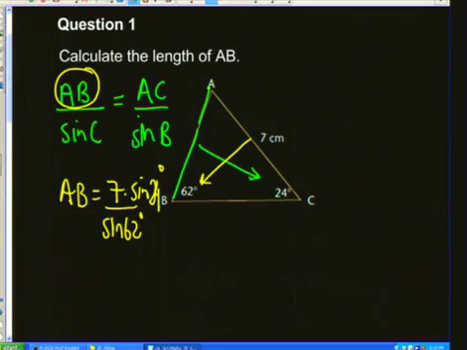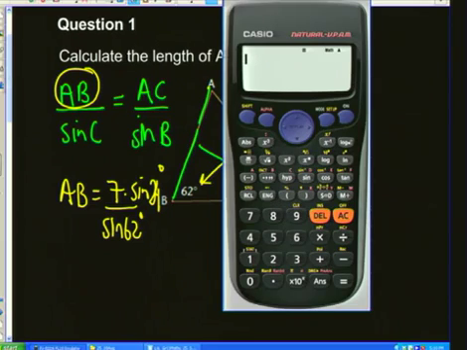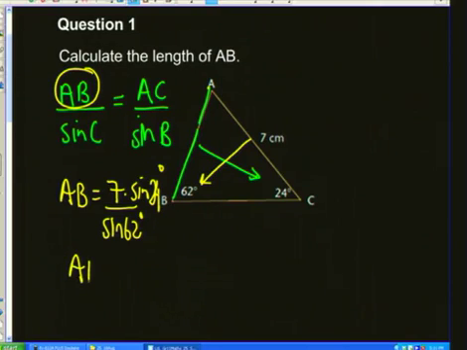Right. And now I just use my calculator. We've got 7 times sine 24, and we are dividing it by sine of 62. And we get 3,22. So AB is equal to 3,22. Okay. So that was the length of AB using the sine rule.